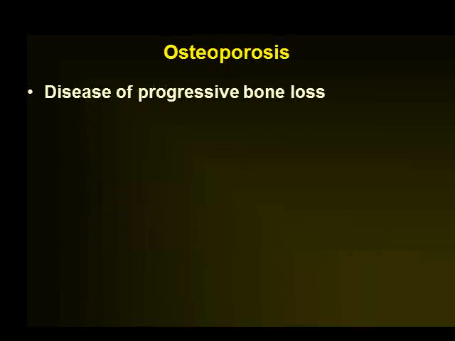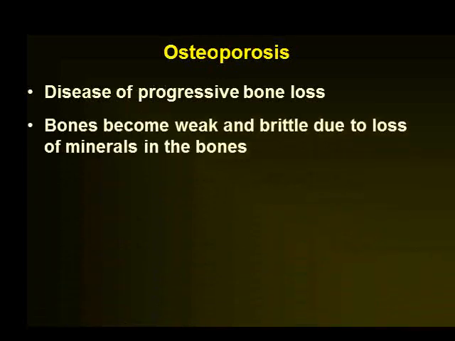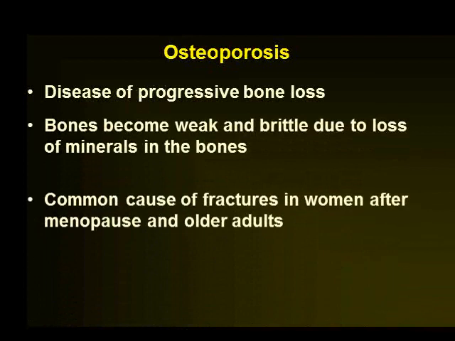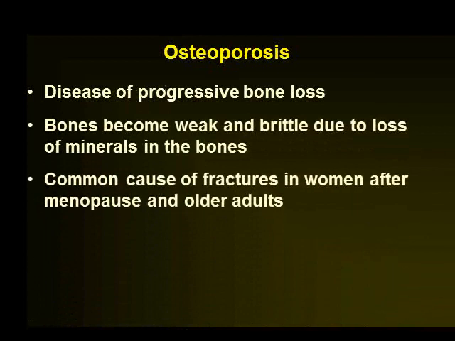So osteoporosis is a disease of progressive bone loss. The bones become weak and brittle. They can become easier to fracture. This is osteoporosis. I was going to say, why are we covering this again? Osteoporosis, this is a very common disease. Basically, the bones start to get zapped of all of their stored calcium and phosphorus, and its most common cause is fractures in women after menopause and older adults.